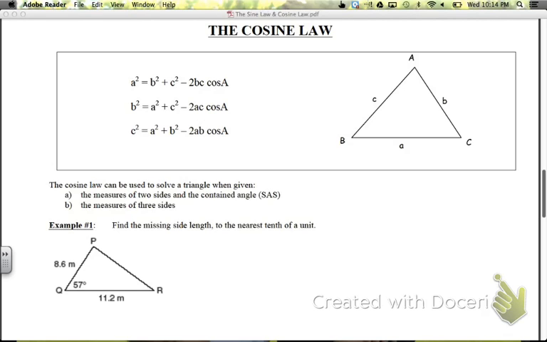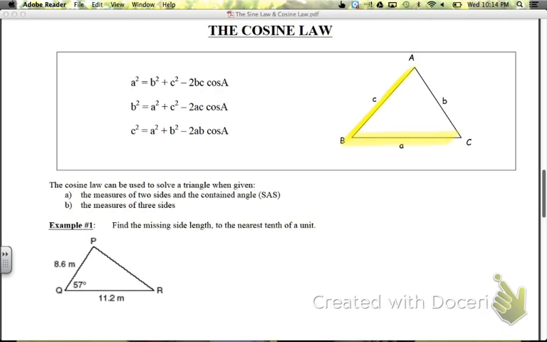So if you have the measures of two sides and a contained angle, highlight it here, it would be, say, side A and C, and your contained angle would be B. Now if you had your three sides, obviously it would just be that you have A, B, and C. So when this happens and you don't have enough angle measurements to be able to use our sine law, what we use is our cosine law.